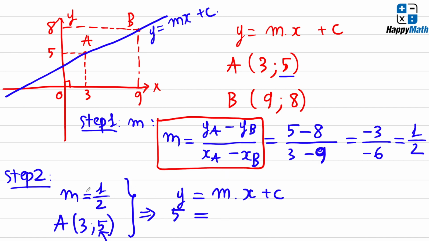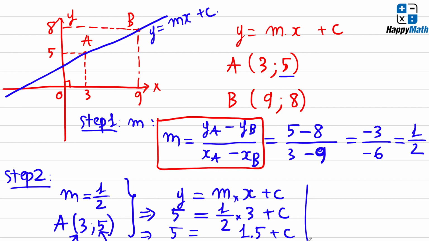How about m? I will write down the value of m, which is 1 over 2, below m. How about x? The x of A is 3. So now I have 5 equal to 1 over 2 multiply 3, plus c. And 1 over 2 multiply 3 is 1.5, and you will write out c here.